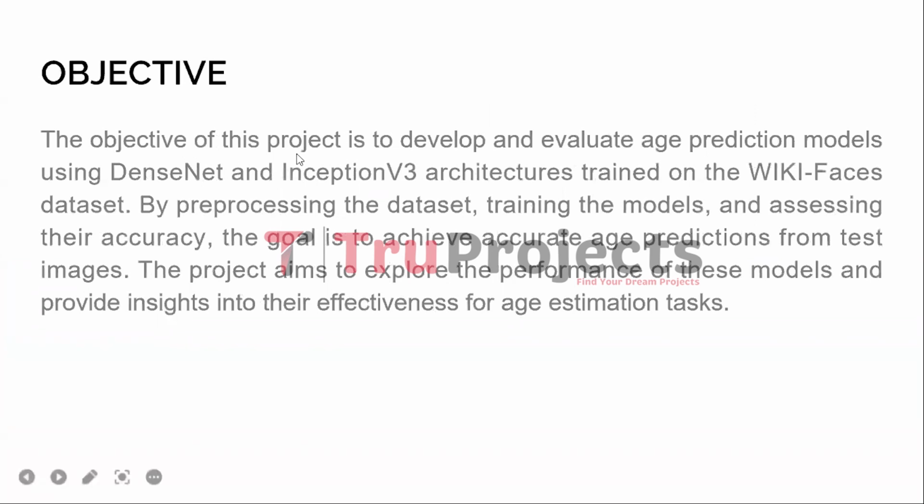The objective of this project is to create and assess the age prediction model based on DenseNet and Inception V3 architecture. These models will be trained using the Wikiface dataset, after which their accuracy will be evaluated by pre-processing the dataset, training the models and analyzing their performance. The project aims to achieve accurate age prediction from the test images. The objective is to gain insight into the effectiveness of these models for age estimation tasks and assess their overall performance.